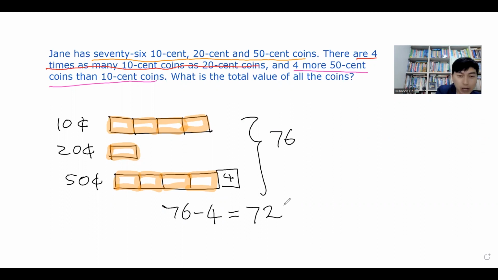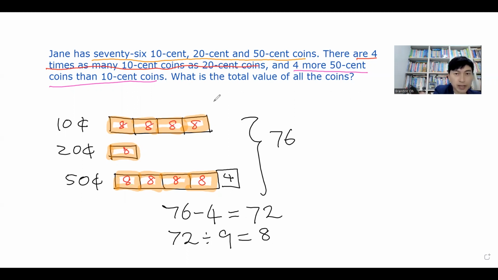So in order to find the value of 1 box, all we need to do is to divide 72 by 9. Now, the answer of 72 divided by 9 will be 8. Now, that means the value of 1 box will be 8. So all this will be 8. All right.